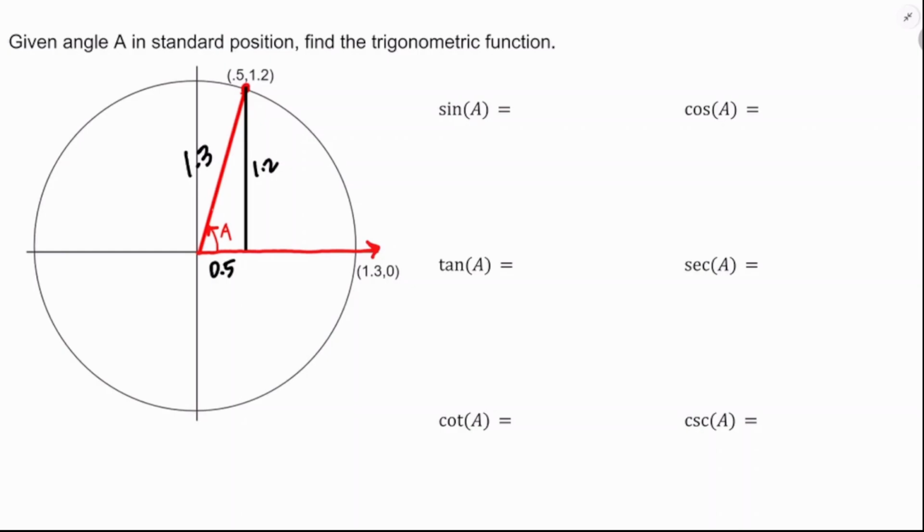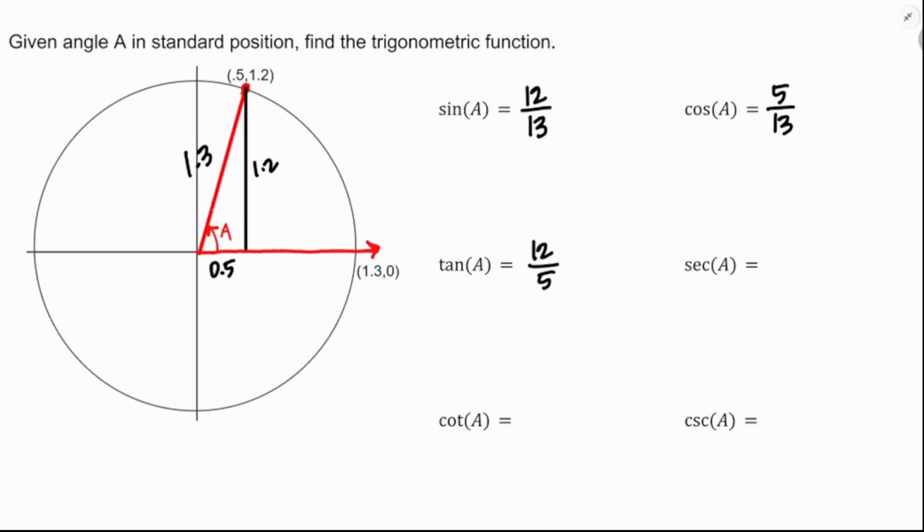Okay, and then we're going to use SOHCAHTOA, right? That's our plan always: find the spot on the circle, draw ourselves a reference triangle, and then use SOHCAHTOA. So sine of A is equal to opposite over hypotenuse, so that's 1.2 over 1.3, which is 12 over 13. Cosine of A is adjacent over hypotenuse, so 0.5 over 1.3, or 5 over 13. Tangent A is opposite over adjacent, 1.2 over 0.5, which is 12 over 5.